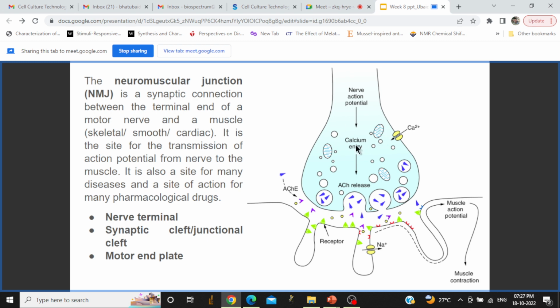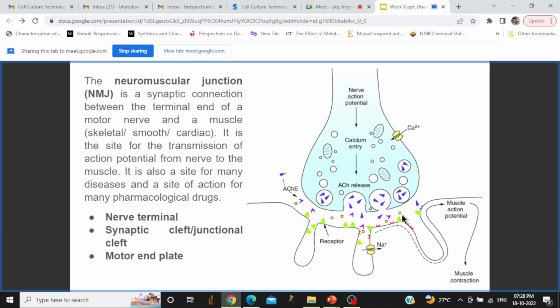In a normal synapse, this is the presynaptic neuron, here is the synapse, and here is the postsynaptic neuron. But here the components are different. This is the nerve terminal; as it is the terminal end of the neuron, it is not called presynaptic, it is called nerve terminal. This space is called the synaptic cleft or junctional cleft, and here the muscle has the receptors for the neurotransmitters secreted from here, and this is called the motor end plate, the effector muscle.